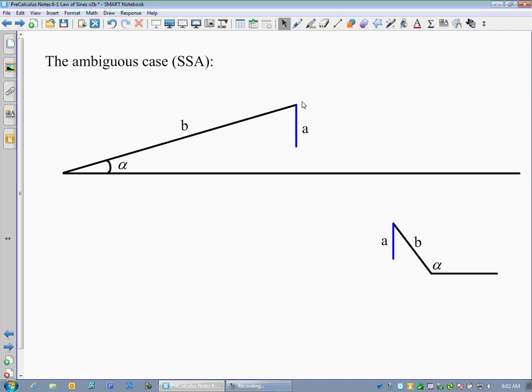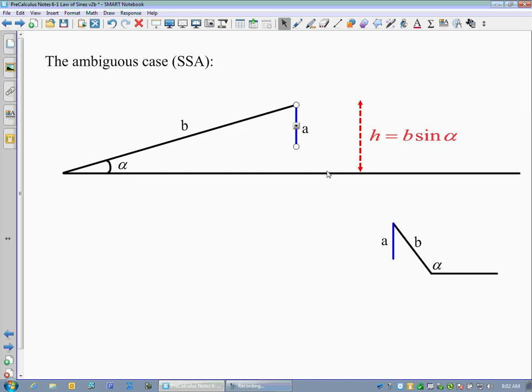For example, if we look at the height from this point to this line, and if I were to draw that as a perpendicular distance, then this would form a right triangle, so that height would simply be the hypotenuse times the sine of the angle. In other words, if I call this h, then h would equal b sine alpha.